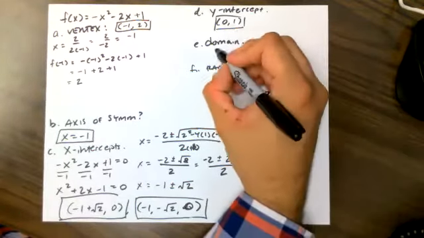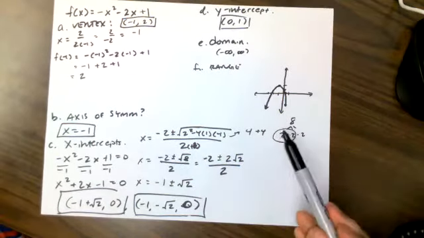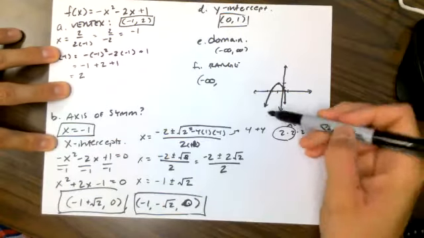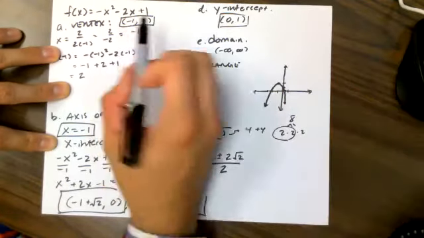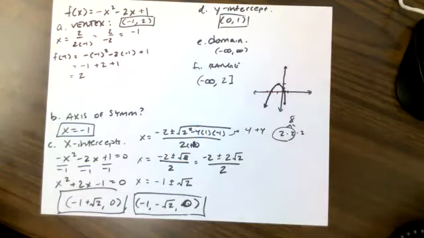So the domain, again, is just all real numbers. The range, though, it goes forever down. But then it stops up here at this maximum at positive 2. Okay. It stops at that positive 2.